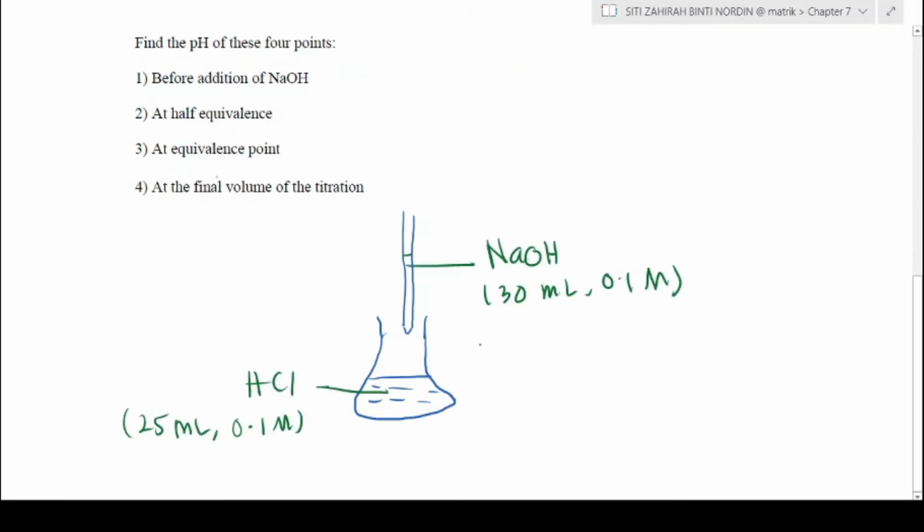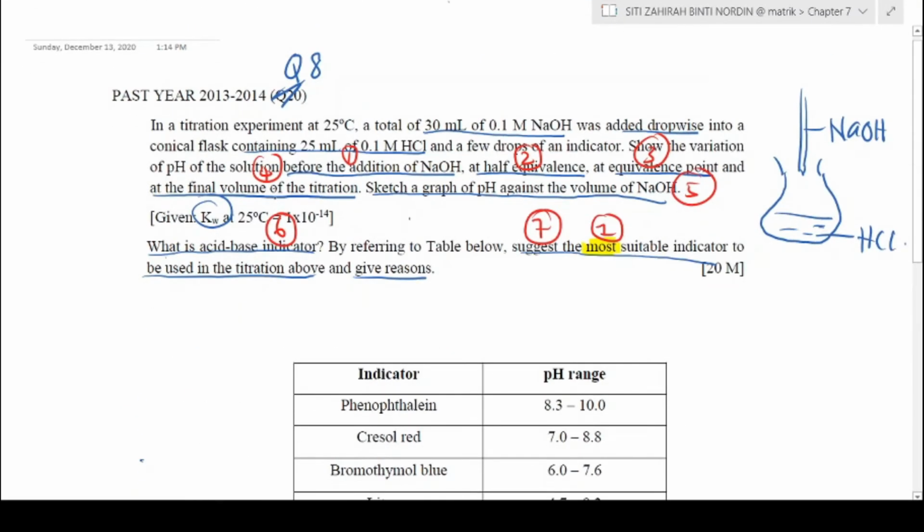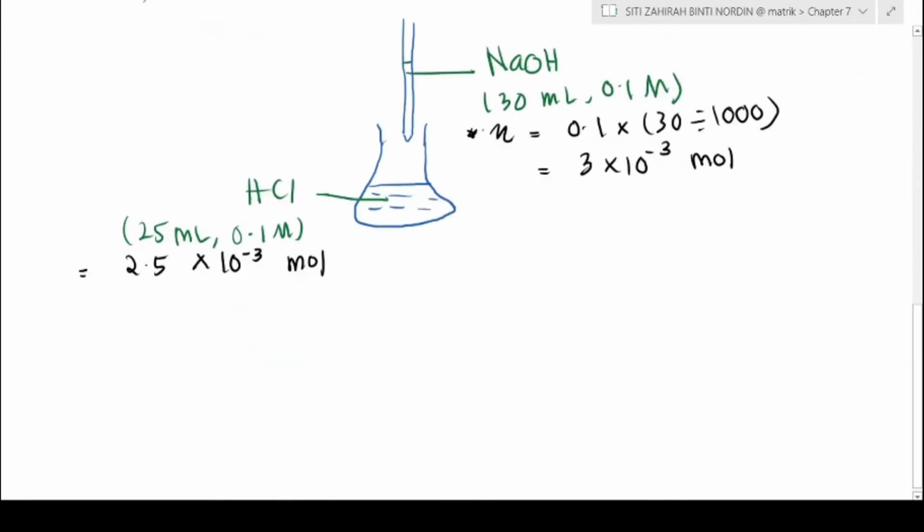First thing first, we need to calculate the mole by using the formula of molarity. So the mole for sodium hydroxide would be 0.1 times 30 divided by 1000. So that would be 3 times 10 to the power of minus 3 mole. And the mole for HCl would be 2.5 times 10 to the power of minus 3 mole. So the first question is to find the pH before the addition of NaOH.